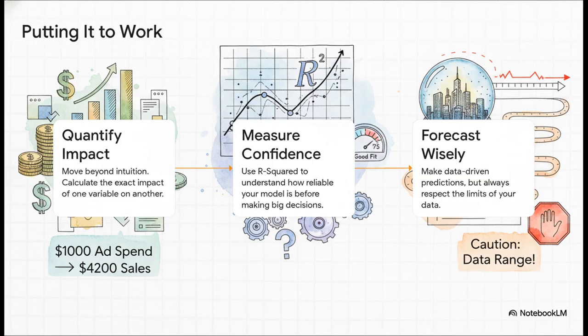Second, measure your confidence. That R-squared number tells you how much of the story your model is really telling. If it's low, you know you need to look for other factors. And third, forecast with caution. Absolutely use your model to predict the future, but never, ever, ever extrapolate beyond the world your data lives in.